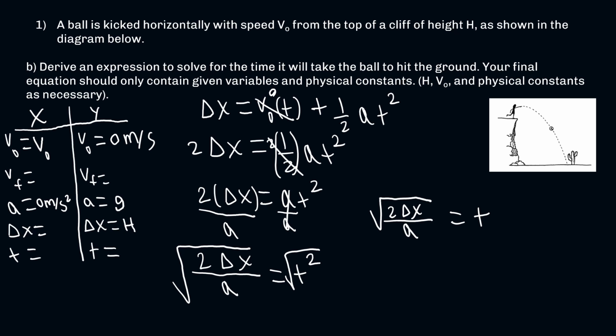So I've been given here h as my displacement. So I can plug in here 2 times h. I know that a, when I'm in free fall, is 10 meters per second per second. That's also known as g. So I can put in g for that. And that's going to be equal to time. And that's going to be it for that. So it's just going to be 2 times h over g. The square root of 2 times h over g is equal to time.